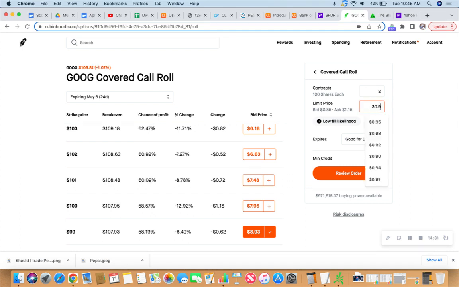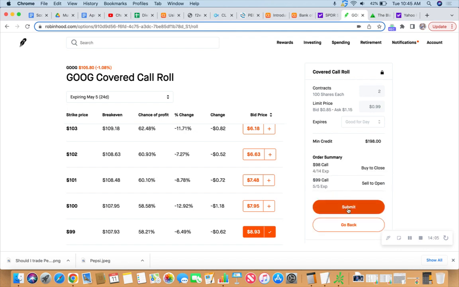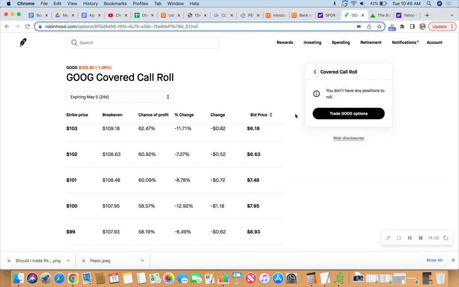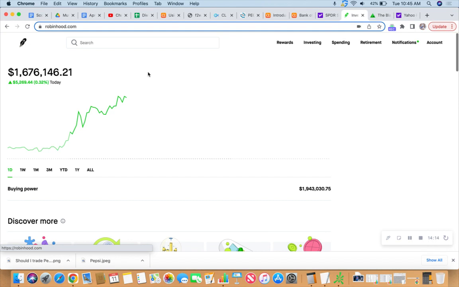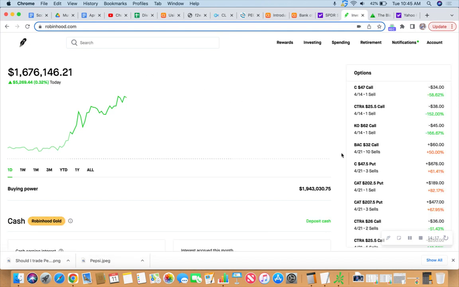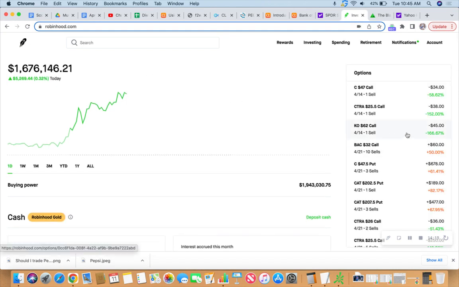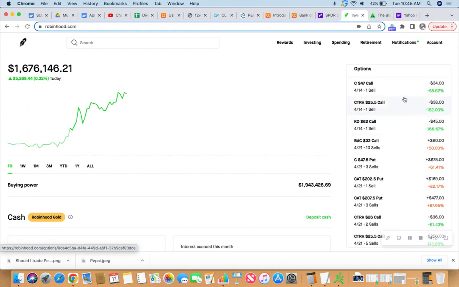Let's try the 99. Can that get us to a medium fill? $198 of credit plus the $200 in share appreciation. And there we go, it filled. We collected that premium and rolled that position out and up, which is what we wanted to accomplish. So we're letting these calls all ride right now.